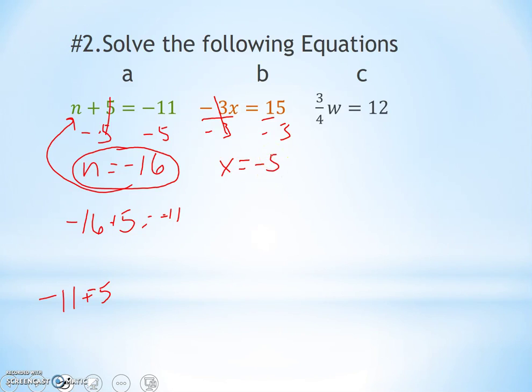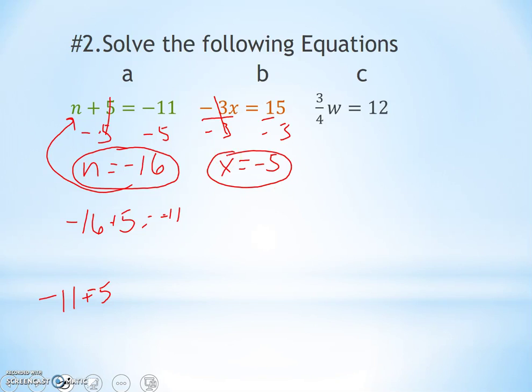And if I just plug this in, I could probably do this mentally. Does negative 3 times negative 5 equal positive 15? We know that a negative times a negative does equal a positive, and 3 times 5 is 15. And so x does equal negative 5.